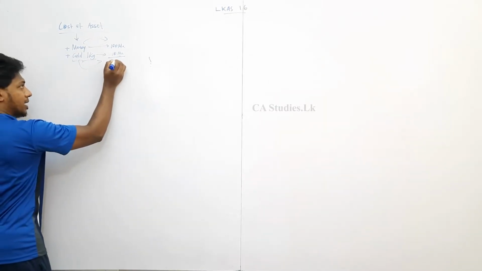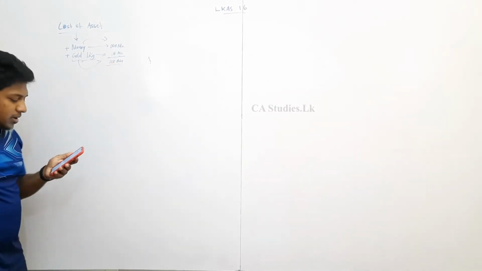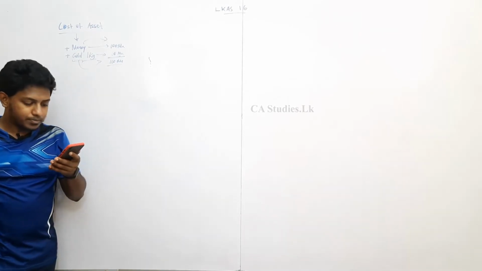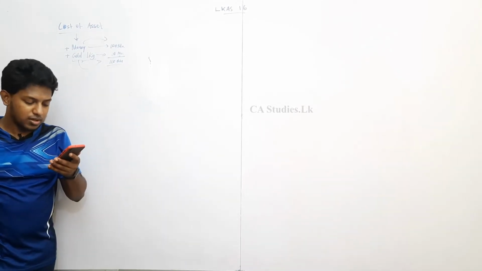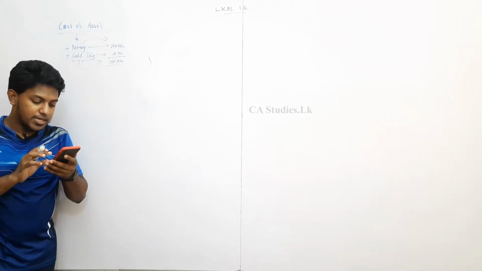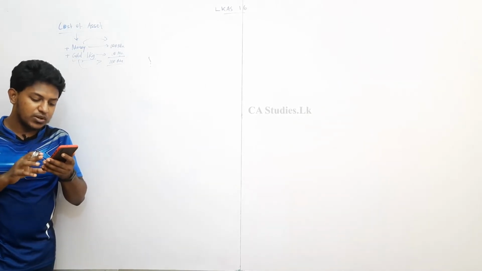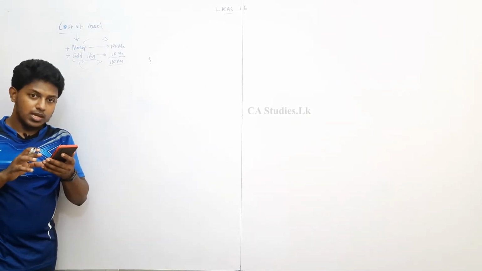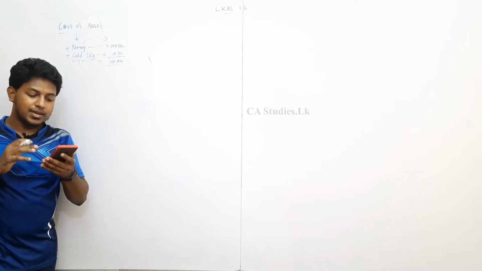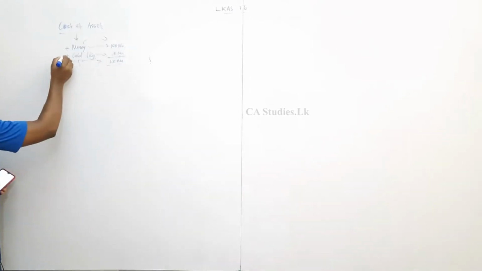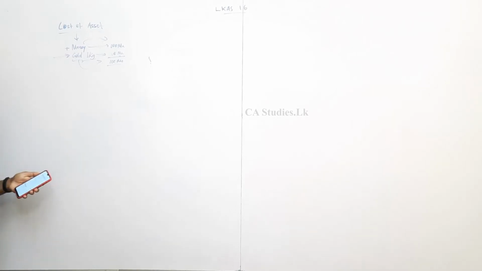Now 110 million is the cost of acquisition, the cost of the property. That's why I say the amount of cash or cash equivalents paid, or the fair value of other consideration given. This is called other consideration given, right?